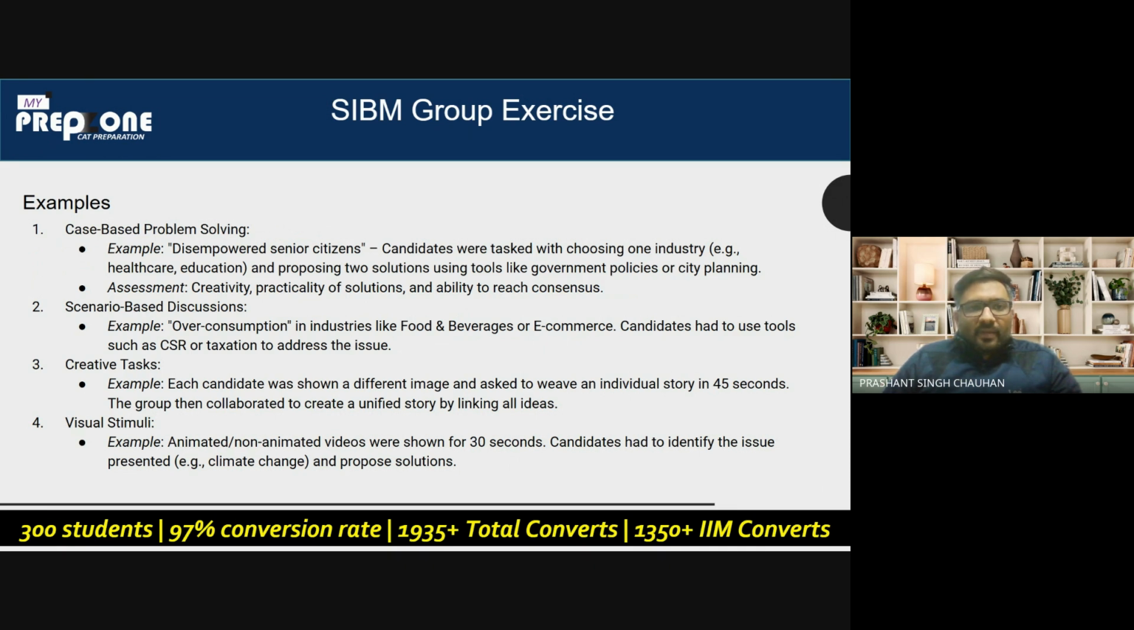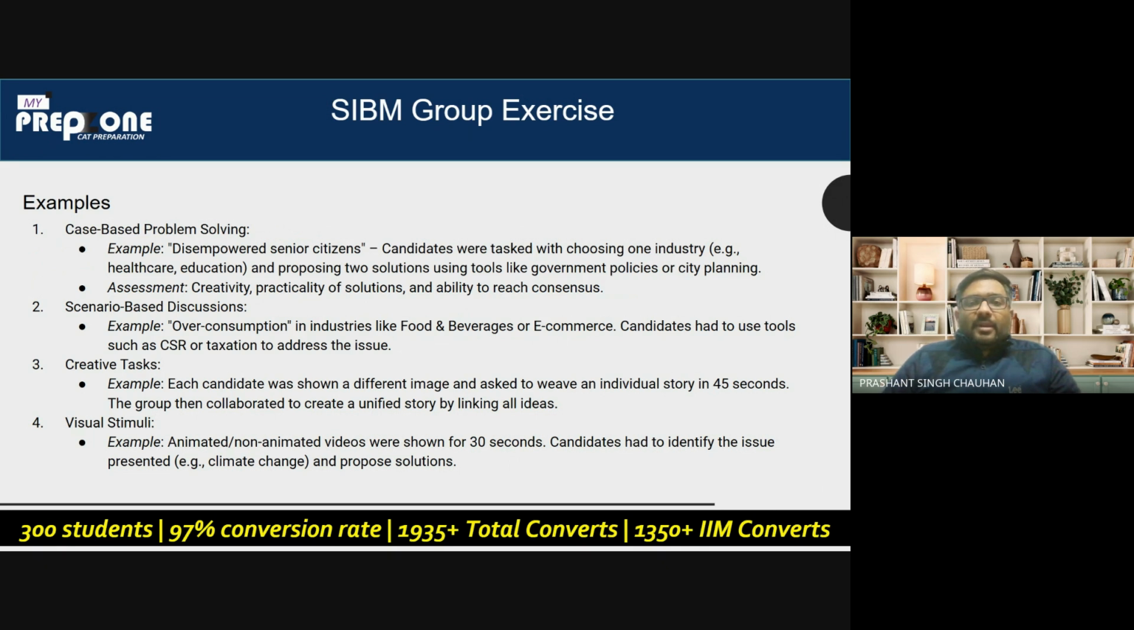Then we have scenario based discussions. You are just thrown some scenario, for example, after Zomato came as a food delivery app, now people are ordering more, consuming less, right? Overconsumption is in the news these days. So how are you going to solve that? One of the solutions you can come up with is that taxation can be increased. We see the same in the case of ITC, right? Cigarettes are taxed heavily because they are not good for our health. Even though they are taxed heavily, people are still consuming. So can we increase the taxes on that? This is one of the scenarios that you can get.